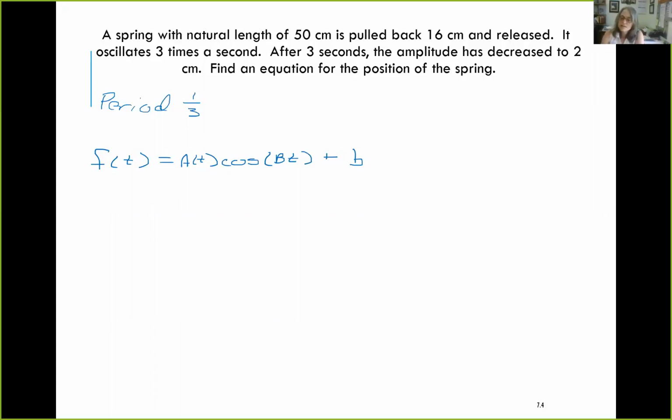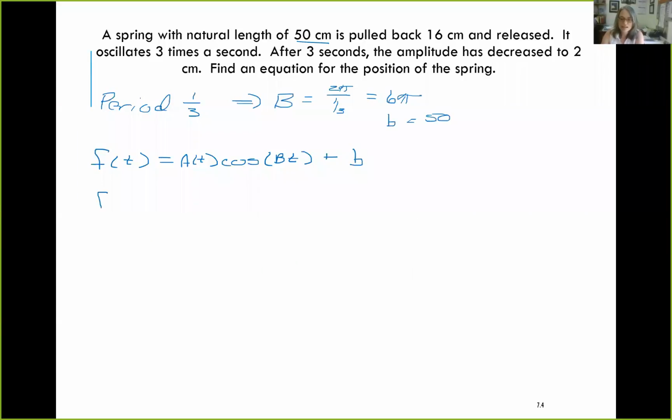Our period is 1/3, so we need to get to our B. Our horizontal stretch coefficient is equal to 2 pi divided by our new period, which is going to be 6 pi. Our little b is our midline, which is our natural length, so that's going to be 50. We will get to the amplitude in a second.